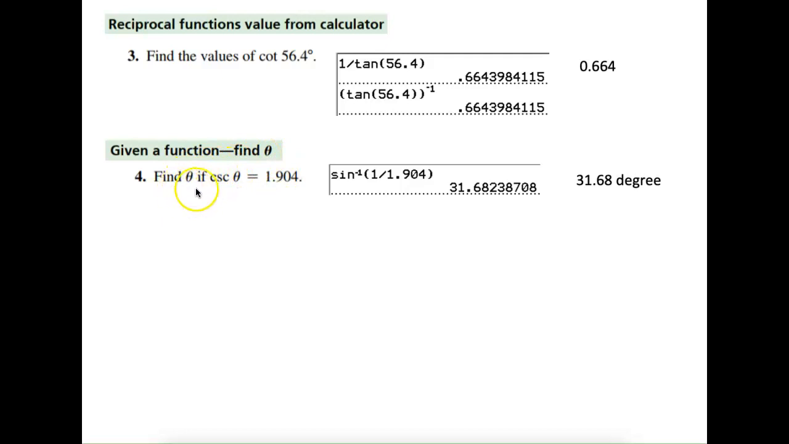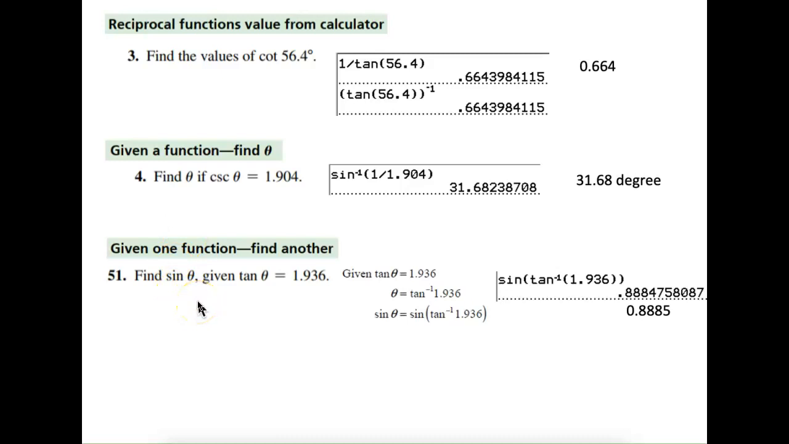If we're given a function and we want to find theta, find the angle, that's when we use the inverse function. So cosecant is the reciprocal of sine. Okay, so we're going to take the reciprocal of that and use the inverse function. And we round this off to 4 significant digits.